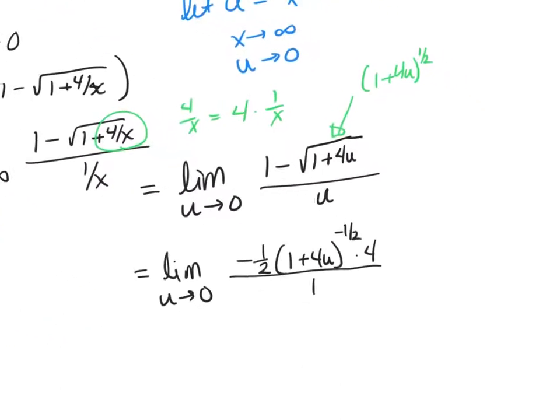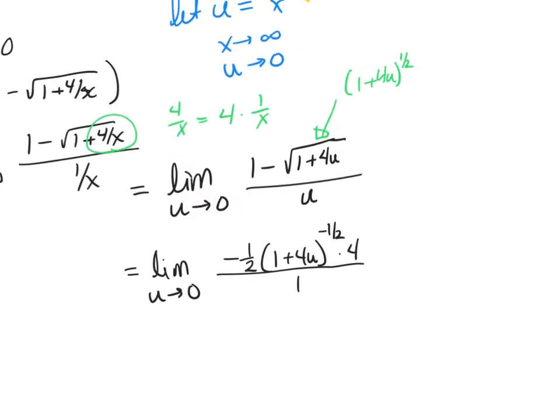So now I get to use direct substitution. When I put in with a direct substitution 0, I'm going to get negative 1/2. I'm going to get 1 plus 0 raised to the negative 1/2 and then multiplied by 4. So my final answer is just going to be negative 1/2 times 4, and so in other words my answer is negative 2.